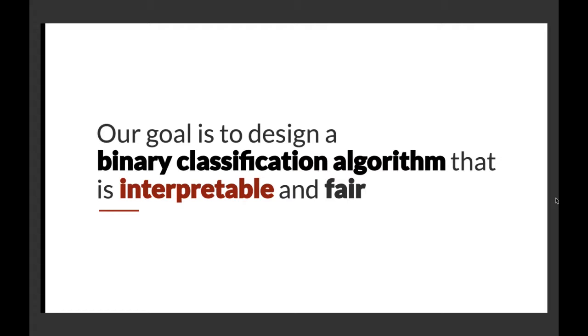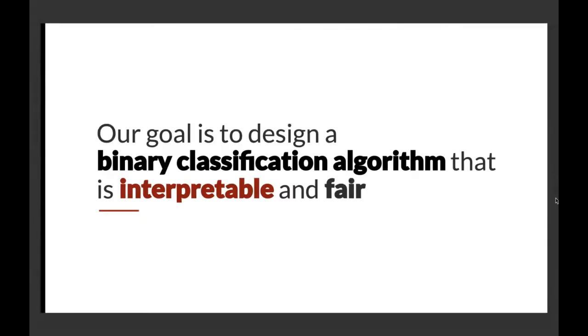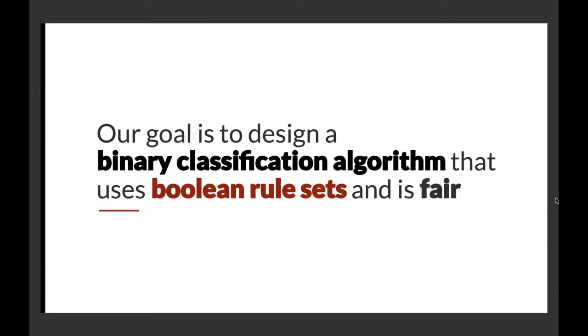The next thing we have to answer is how we're going to do this interpretability. And there's a couple different schools of thought on this. One method would be to take a really powerful black box like neural networks or random forests and try to build some sort of model to explain it. But instead, what we do is we focus on just learning an interpretable model class. And the interpretable model class that we focus on are Boolean rule sets.